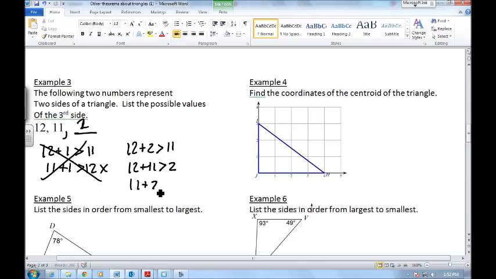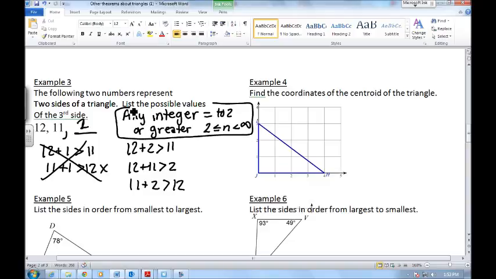And is 11 plus 2 going to be greater than 12? But wait, what is 11 plus 2? 13. It's true that 13 is greater than 12. So really our answer is any number equal to 2 or greater, because technically anything larger than 2 works, but 2 is the smallest possible one. Any integer equal to 2 or greater. And mathematically you could show that with 2 is less than or equal to n and go all the way up to infinity. 2 all the way up to infinity would work.